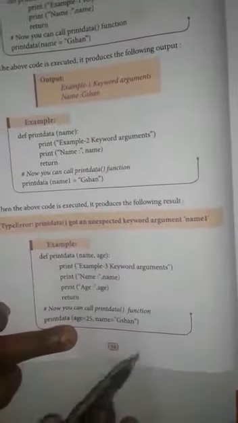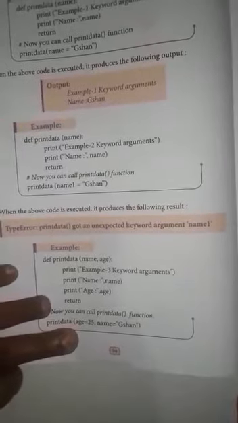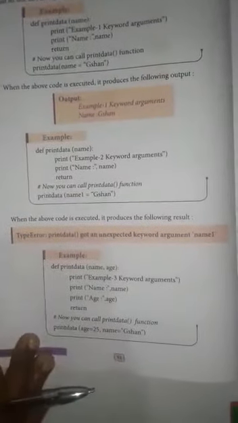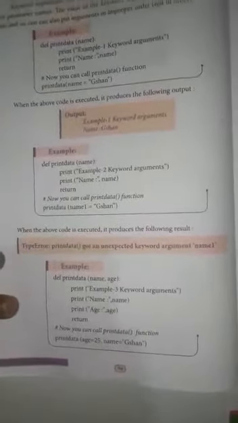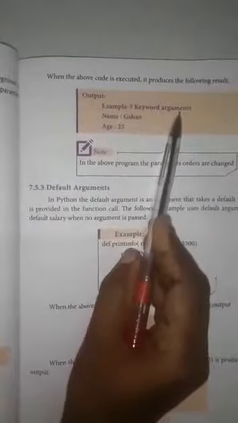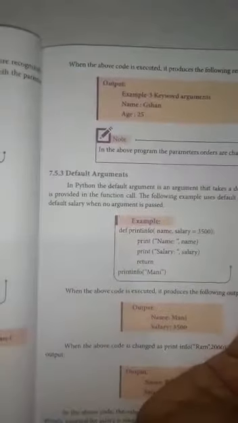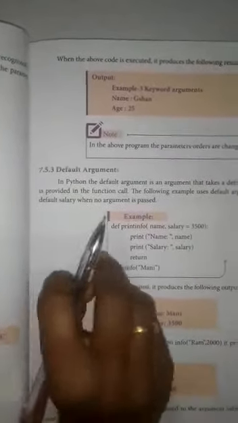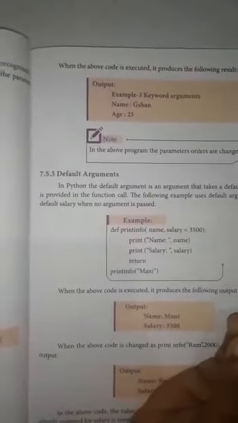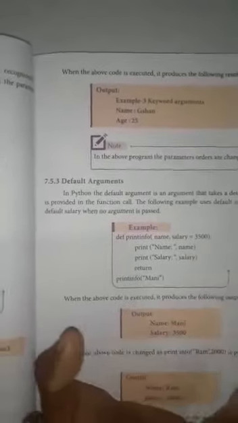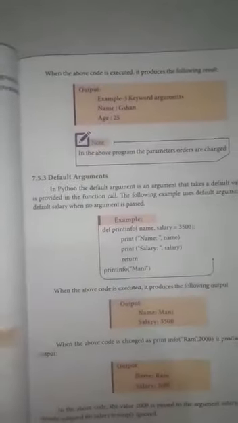So this one is correct. Here one can also put arguments in a different order. Two arguments must be given, but the order is changed. What output will be displayed? Example 3 keyword argument, name: Jishan, age: 25. In the above program the parameter order is changed, but the parameter arguments must be the same. So this is the keyword argument.